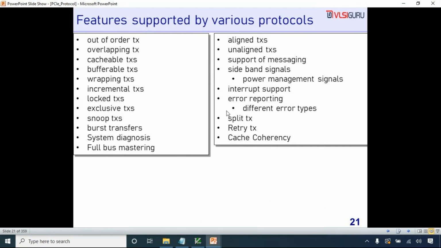Let's say you want to do error handling. I mean, you want to report an error. Device wants to report an error to the host. PCI Express will have a mechanism to report that.